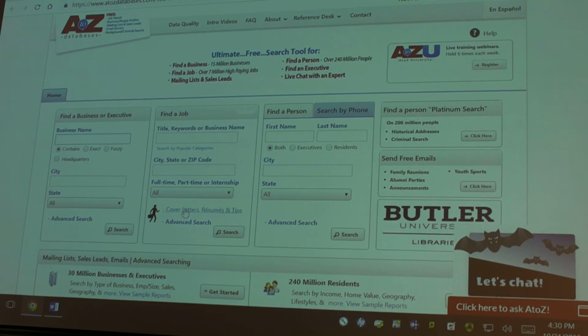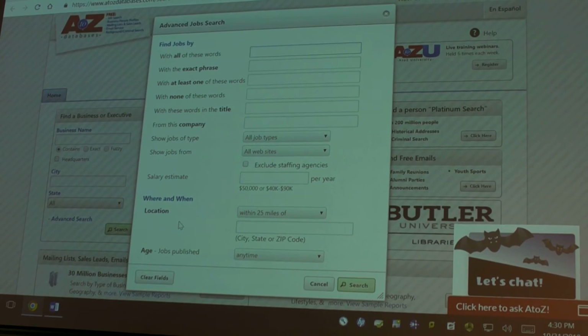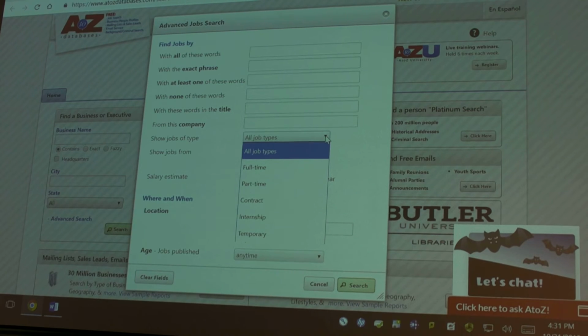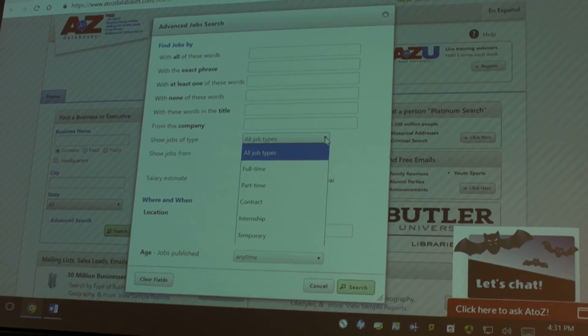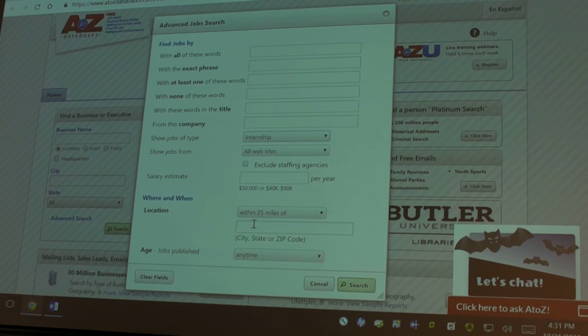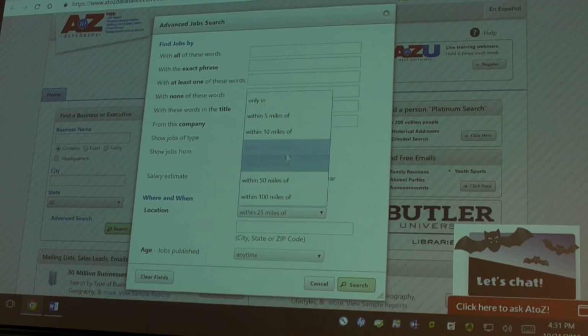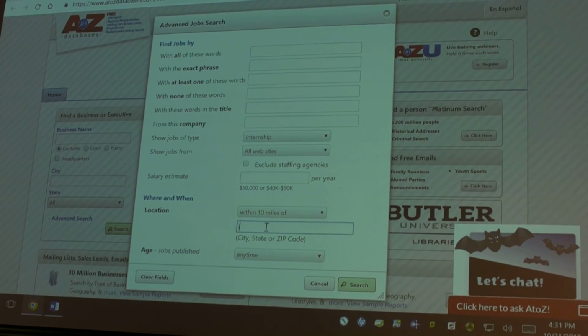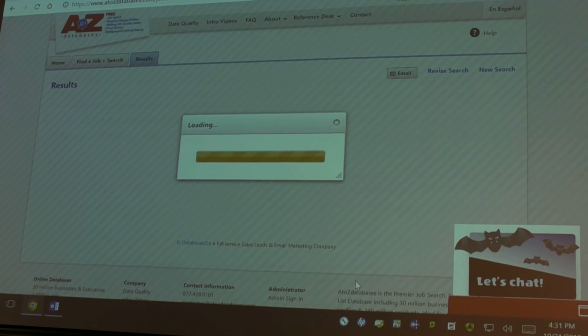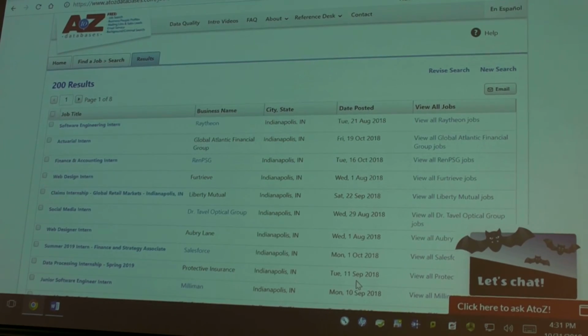So if you click here where it says Advanced Search under Find a Job, it's going to open up a place for you to put in specific information. And notice here where it says Show Jobs of Type: full-time, part-time, contract, and internship. So if I go in here and I choose internship, and I just do a real simple search and say I want an internship within 10 miles of Indianapolis, and hit search, I got 200 results, which is a lot.